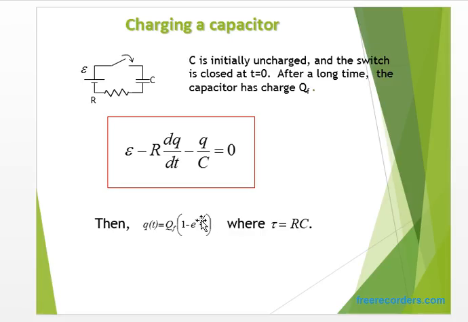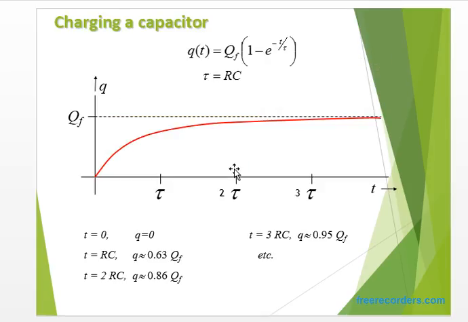At t equal to 0, the charge on the capacitor is 0, uncharged. As t tends to infinity, the charge on the capacitor is QF. The capacitor is fully charged. So when we say a long time, it is infinite time to acquire the full charge of the capacitor. This is shown as the charging equation. This is a charging curve.